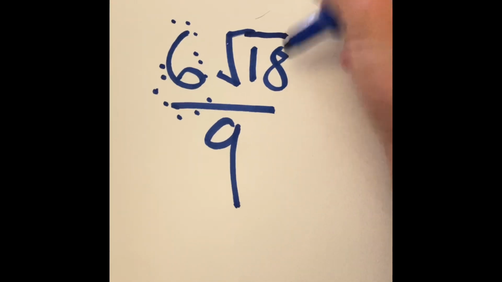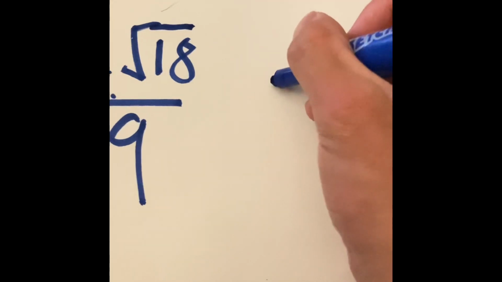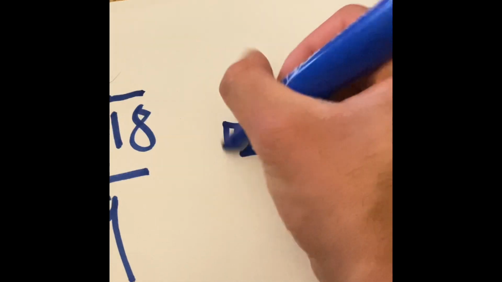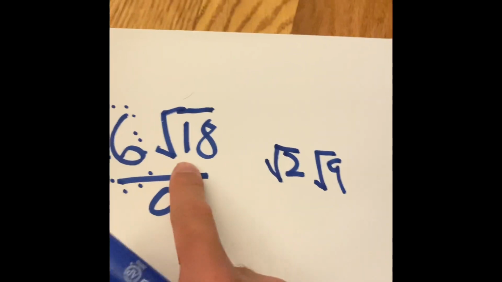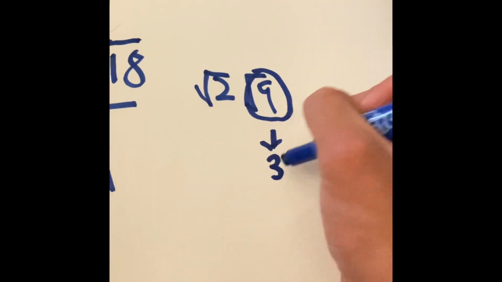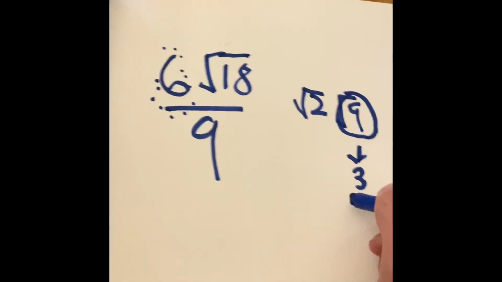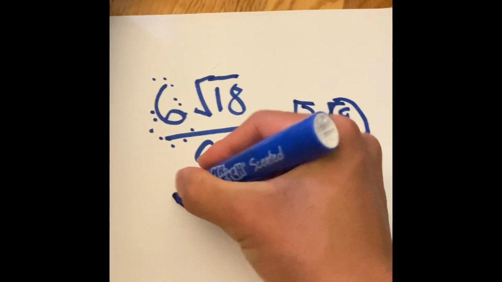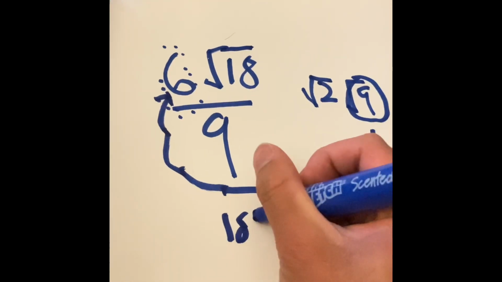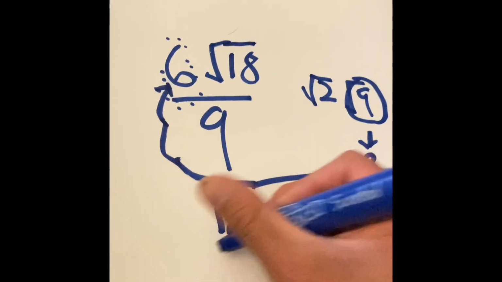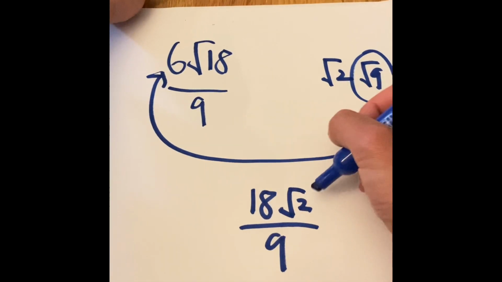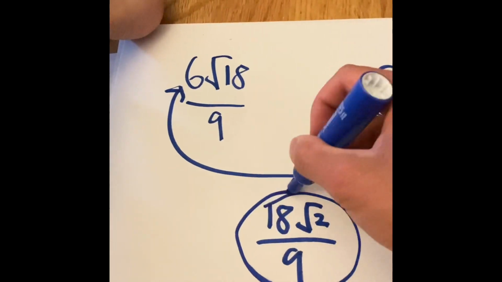So for the square root of 18, we can pull out the numbers 2 and 9, which we can make into square roots as well, because 2 times 9 equals 18. Since 9 is a perfect square, we circle it and transform it into a 3. To make it simpler, we multiply the 3 into a 6. So now we have 18 times the square root of 2, because we haven't used that, divided by 9. 18 times the square root of 2 divided by 9, that is our final answer.